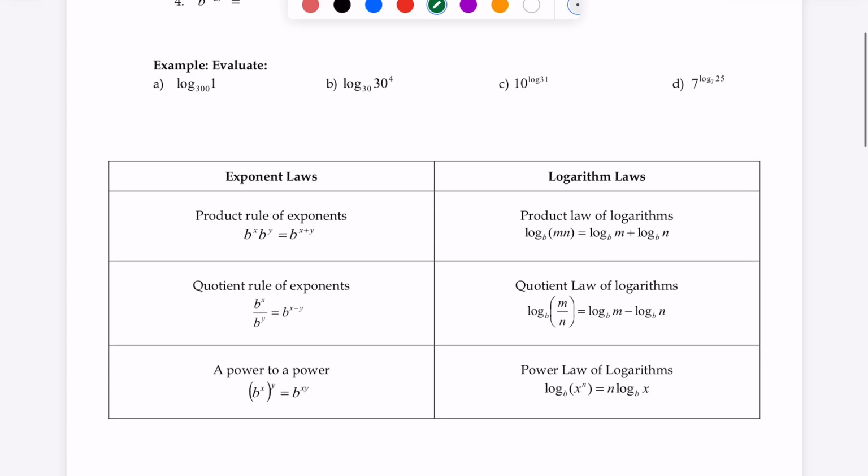I'll then give you the logarithm laws, and on the left you'll see the exponent laws, just so you can see a connection between the two, because it really helps to think of logarithms as similar to exponents. Having a good basis of exponents does help you understand logs.